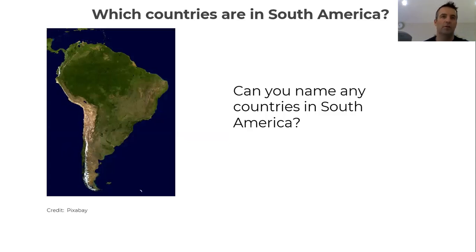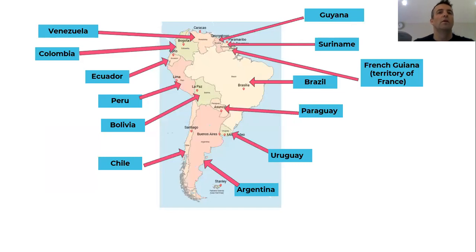Okay, so here are those countries. So we've got, starting on the top left-hand side, Venezuela, then Colombia, Ecuador, Peru, then we've got Bolivia, Chile, and over on the east of the continent, going from the south, we've got Argentina, Uruguay, Paraguay, then Brazil, which is the one that we're focusing on. Then we've got French Guiana, which remember isn't a country in itself, it's part of the territory of France. Then we've got Suriname, and we've got Guyana.